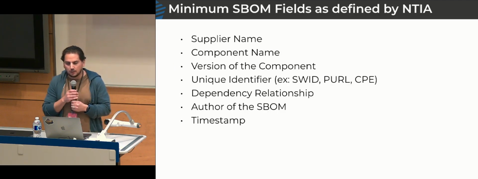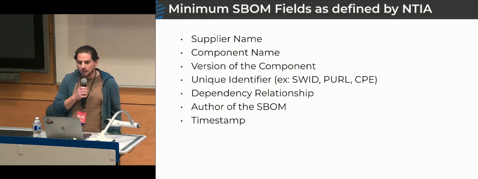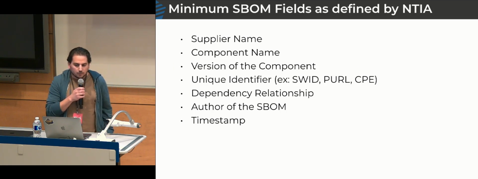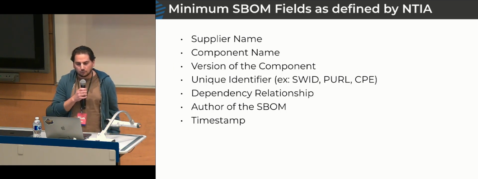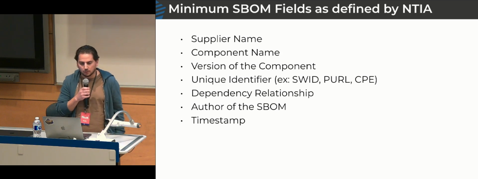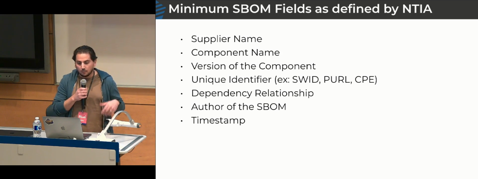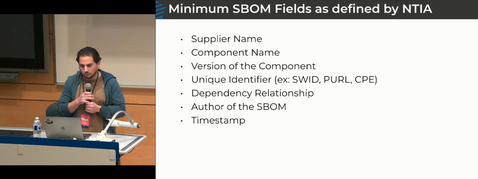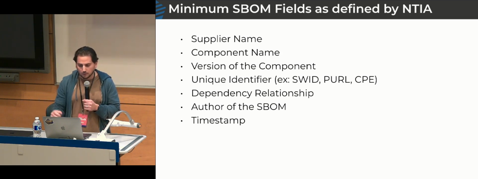So I did mention the NTIA was tasked with coming out with their minimum required fields. There shouldn't be too many surprises here, especially those top 6: supplier name, component name, version, a unique identifier, dependency relationship, and an author. With those 6 pieces of information, you can pretty much figure out what something is, and then a timestamp, so you know when this SBOM was generated. But there's so much more than this.